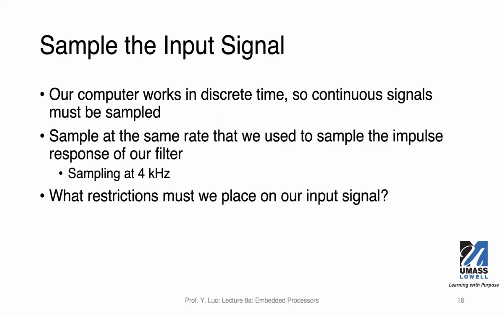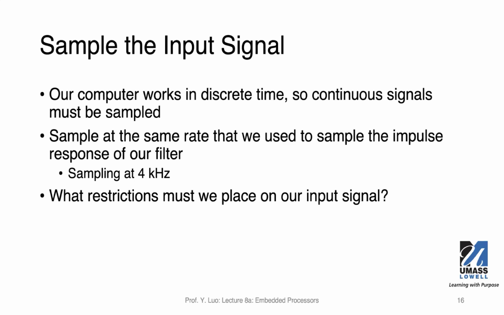Also, we need to sample the input signal because we are gonna use the convolution function to apply on the input signal. So we'll do the sampling, even though the input signal might be a continuous signal. And we'll use the same sampling rate as the impulse response. So for this case, it will be 4 kilohertz.